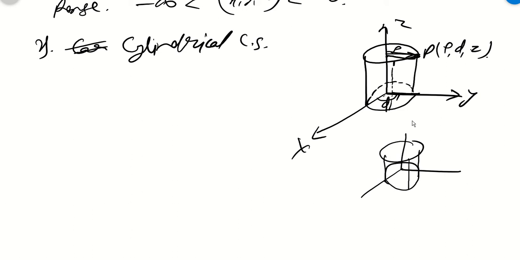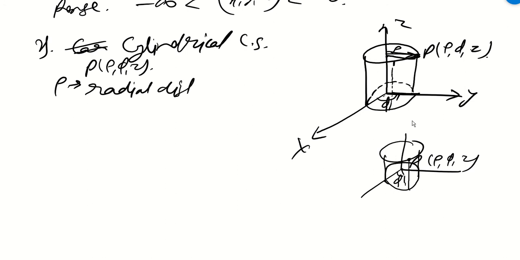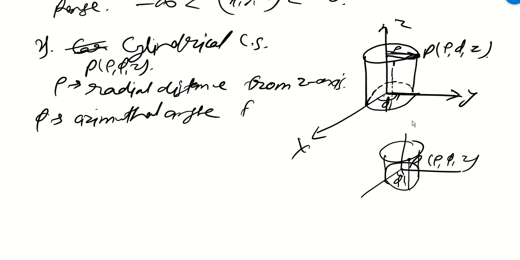All right. So if this is a point P, then P will be rho, phi and z. So P will happen like this. So you will have an angle phi. So rho is basically radial distance from z axis. Phi is azimuthal angle from positive x axis.